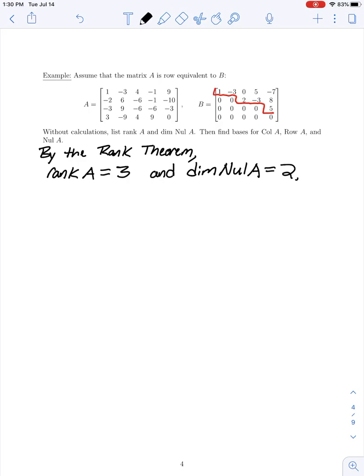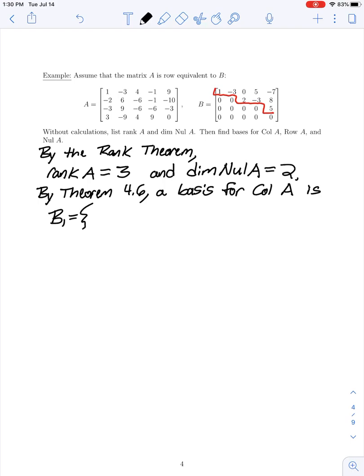So now we need to find bases for the column space, row space, and null space of A. As with our earlier example, by making use of theorem 4.6, a basis for the column space of A would be the columns of A corresponding to the pivot columns that we found in the row-reduced matrix B. We identified those pivot columns as columns 1, 3, and 5. So our basis, let's call it B1, for that column space, is the set of vectors (1, -2, -3, 3), that is the first column of A, (4, -6, -6, 4), the third column of A, and (9, -10, -3, 0), the fifth column.